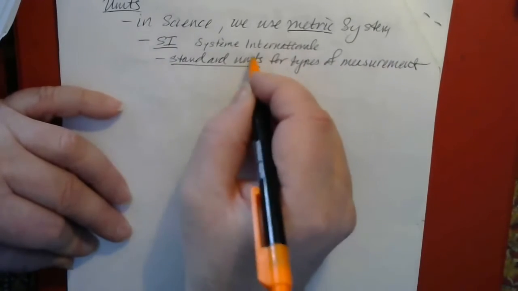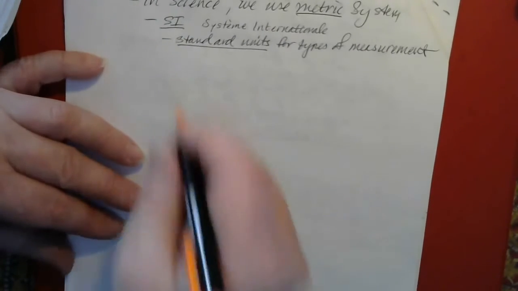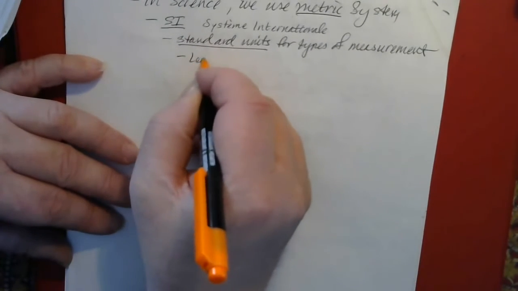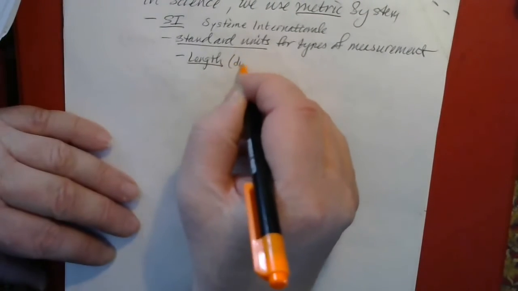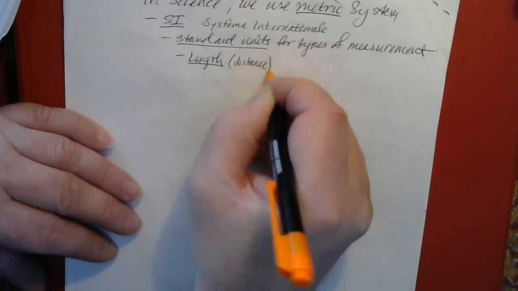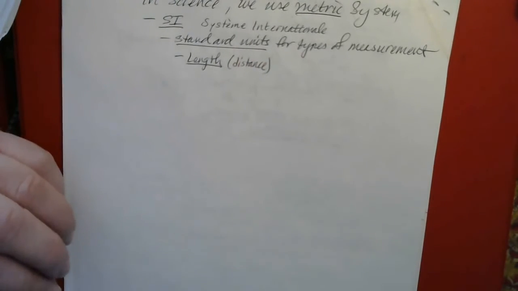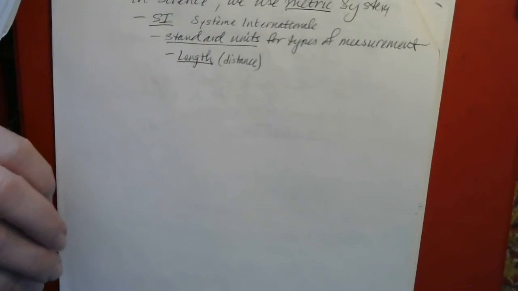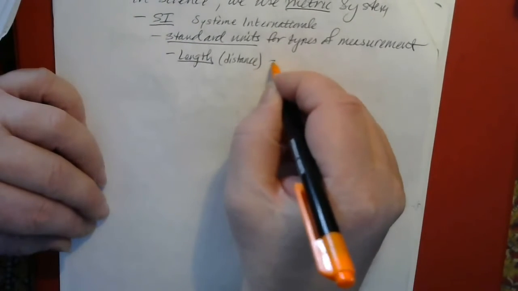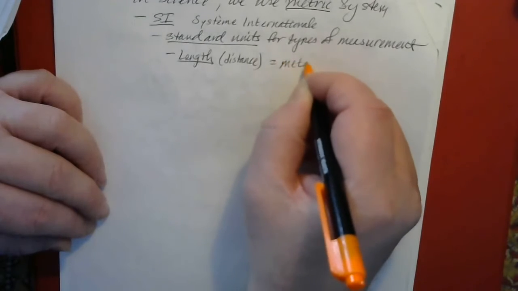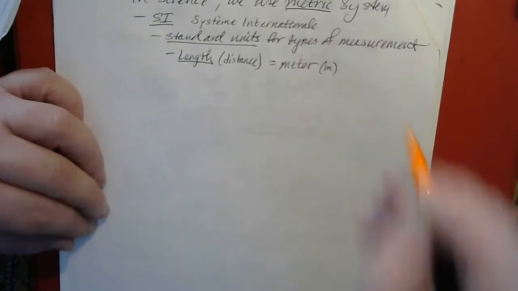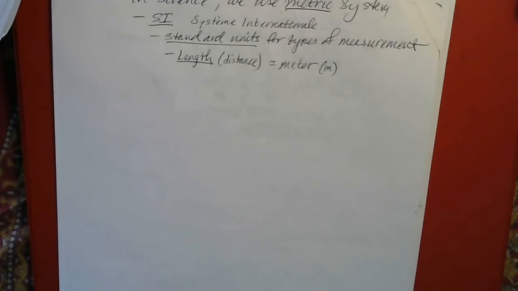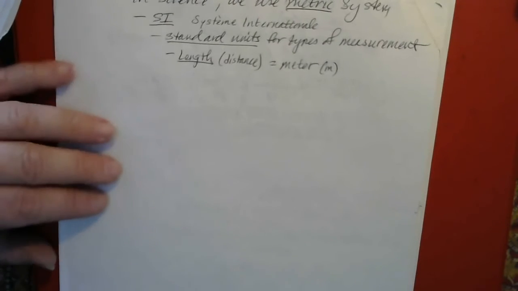And so there are standard units in the SI system for each type of measurement. For length, and of course, any kind of linear distance. So not only length, but width, height, depth, and distance for that matter. The standard unit would be the meter. The abbreviation in the metric system for meter is M, lowercase m.